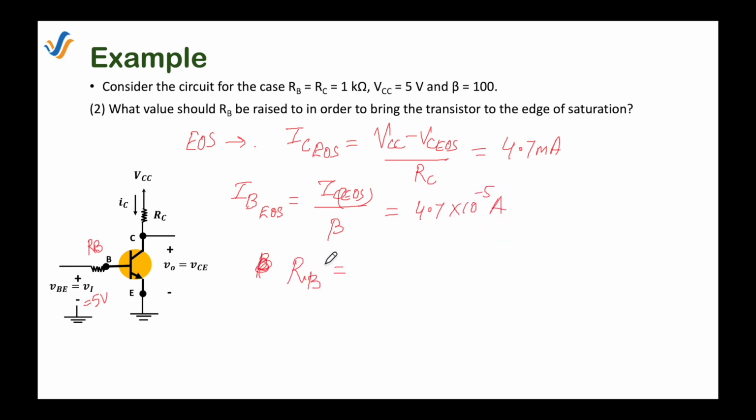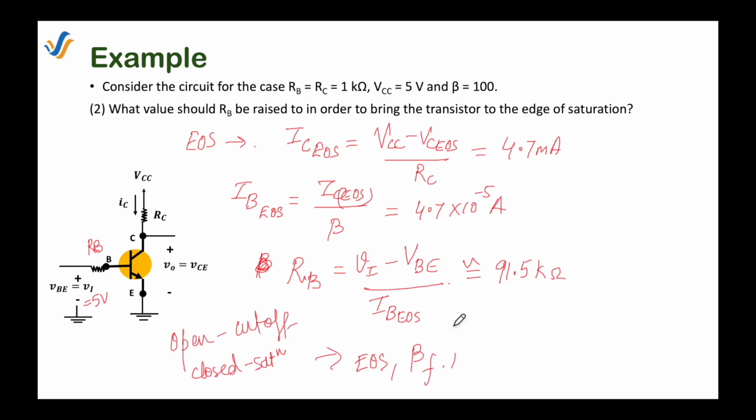Now the value of the base resistor which drives the transistor into the edge of saturation should be given by Vi minus VBE upon IB EOS. So when we put the values, we will get nearly 91.5 kilo ohm, which is a very large value. So this is the value of the base resistor. So this is all about the BJT working as a switch.